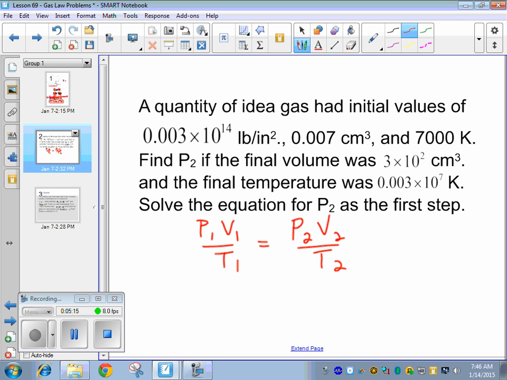Okay, do I have to cross multiply for this one? You actually don't have to cross multiply. You can if you want to, but because P2 is in the numerator, we can just multiply by the reciprocal over here to cancel these, and multiply by the same thing on this side. And now I have P2 by itself.